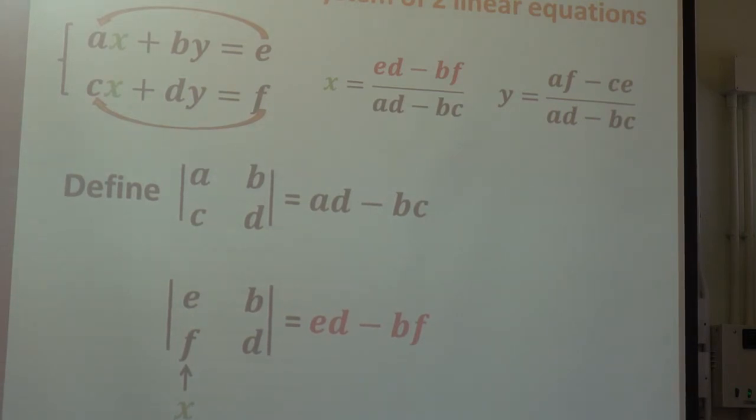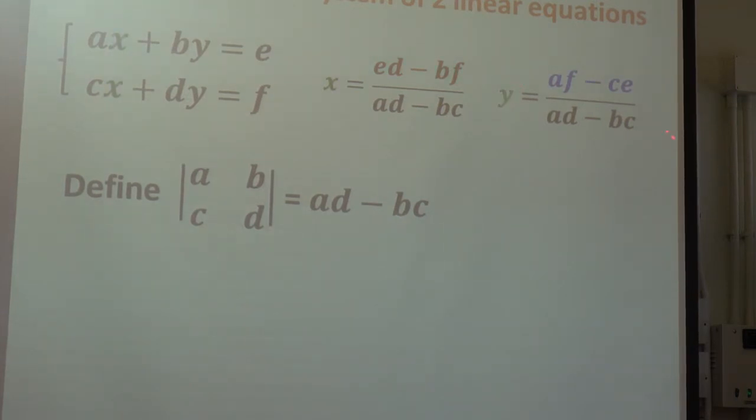So you may make a guess of what y is now. For y, you see that? The blue color, y. The numerator is AF minus CD. AF, CD. Can you see that? AF, CD is similar. The way that we do it is similar. We replace the constant values E and F, we replace the coefficients of y, B and D, by E and F. Okay? And we used to have this expression.